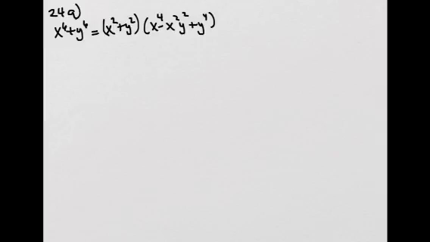So for part A on number 24, they want you to verify that the right side and the left side are equal to each other. So we're going to work on the right side. I'll just keep it like this and not draw the box. We can just do distributive property.